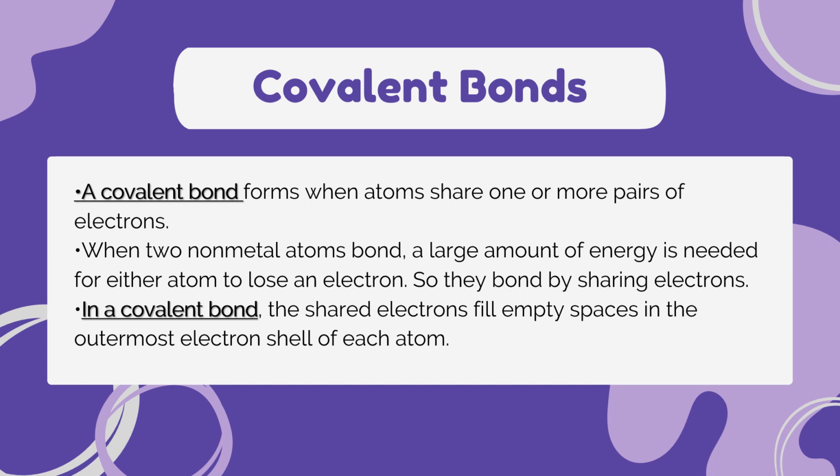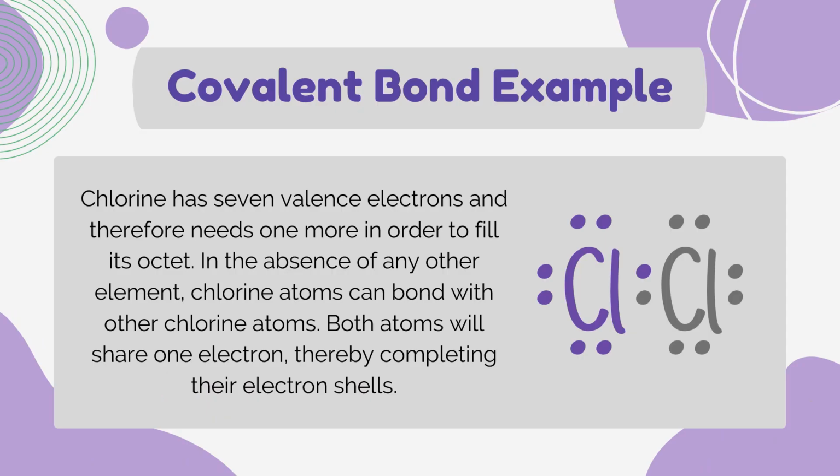Let's take the second type of bond, called the covalent bond. The covalent bond forms when atoms share one or more pairs of electrons. When two non-metals bond, a large amount of energy is needed for either atom to lose electrons, so they bond by sharing electrons. In a covalent bond, the shared electrons fill empty space in the outer electron shell of each atom.